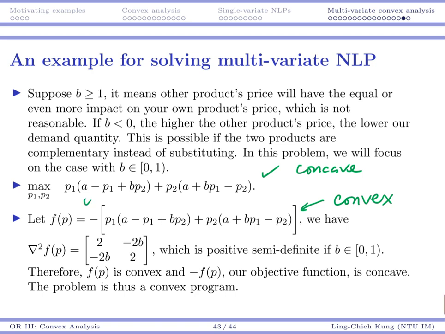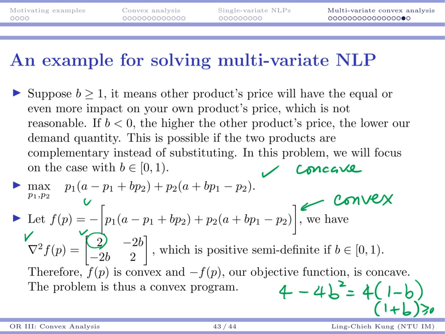So for this one, you may double check that your Hessian matrix will be looking this way: 2, negative 2b, negative 2b, and 2. The first leading principal minor is 2, so that's okay. The second one is 4 minus 4b squared, which is 4 times 1 minus b and 1 plus b. Okay, so this would always be non-negative if we have b within 0 and 1.